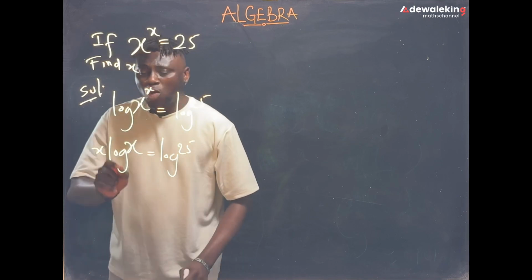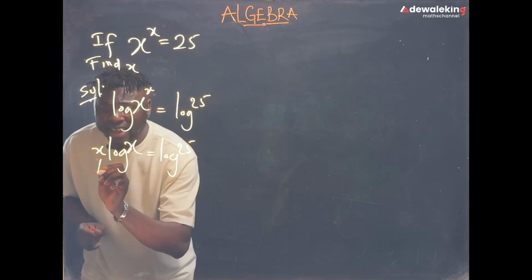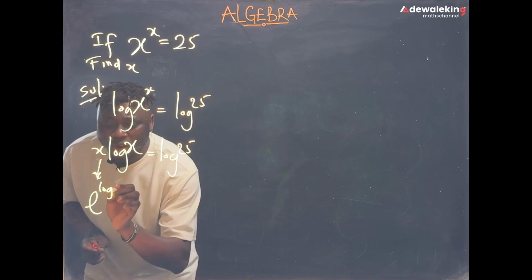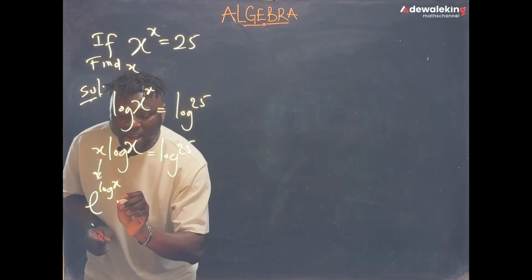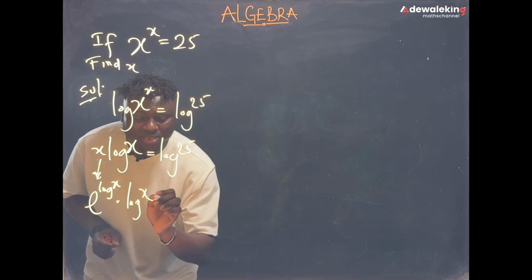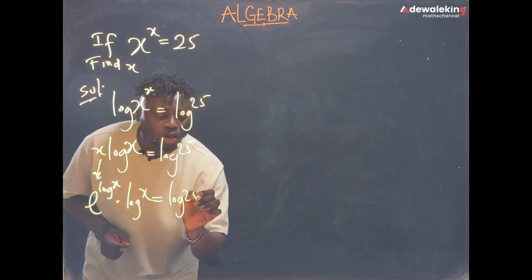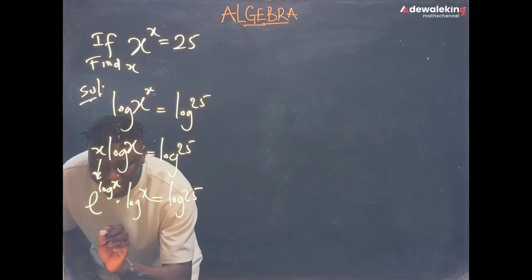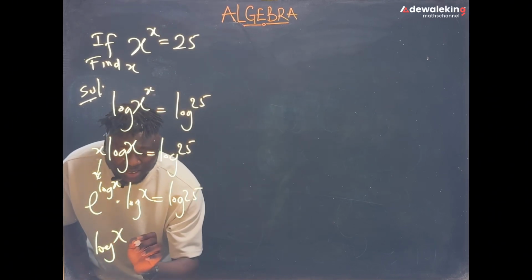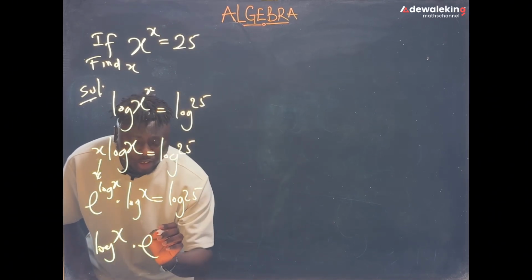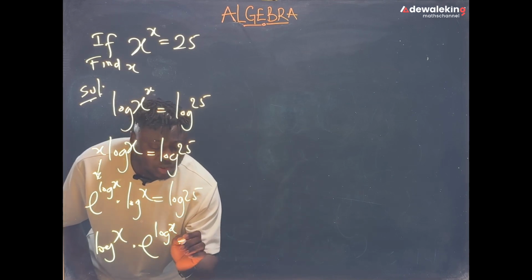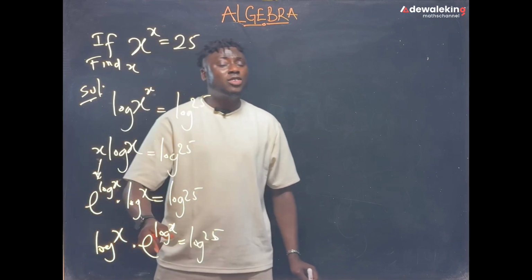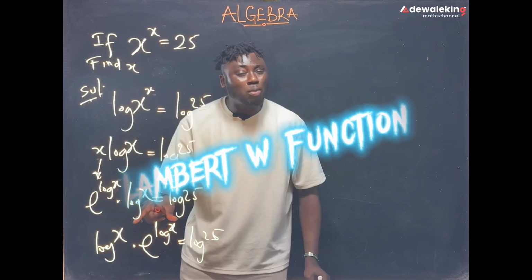So from here, we're going to use this x. This x is the same thing as exponential log x multiplied by log x, which is equal to log 25. So from here, we can see that this is the same thing as log x multiplied by exponential log x, which is equal to log 25. So from here, we can use the Lambert W function.